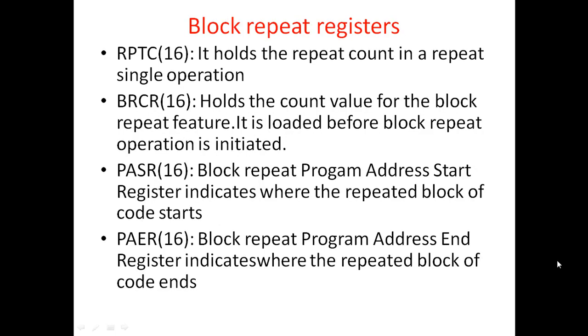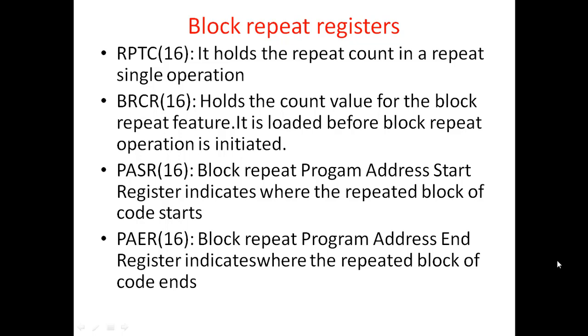Block repeat registers. It has four important registers: RPTC, BRCR, PASR and PAER. All are 16-bit length. RPTC holds the repeat count in repeat single operation and it's loaded by the RPT and RPTC instructions. BRCR holds the count value for the block repeat features. This value is loaded before the block repeat operation is initiated.